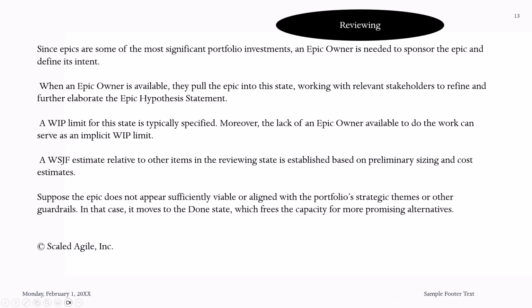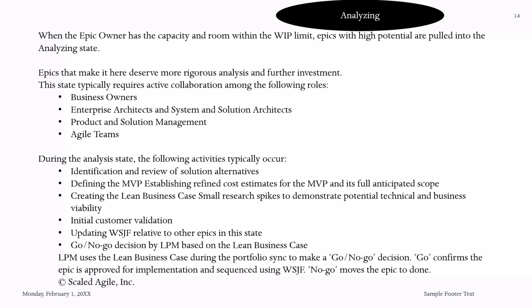The next stage we can discuss is analyzing. When an epic owner has the capacity and room within the work in progress limit, an epic with high potential is pulled into the analyzing state. This is where we do the heavy lifting, because there has to be some level of collaboration, and we have design sessions to go through. There is cross-functional collaboration with the business owners. These are the people who deal with customer pain points, especially the customer support team. You understand the frustration of the customer.